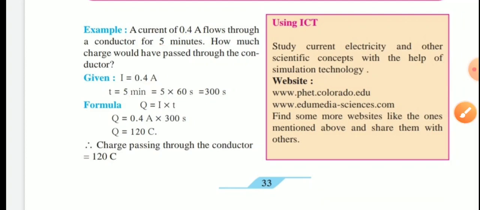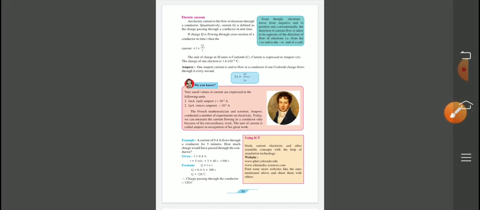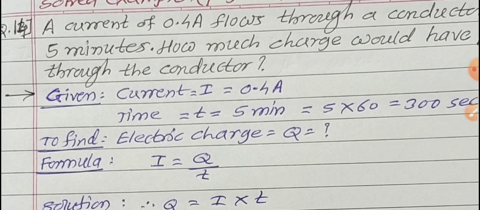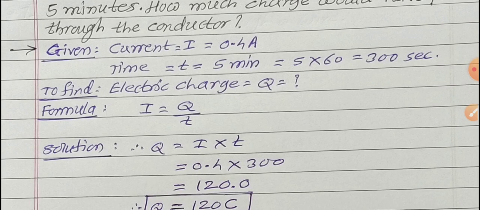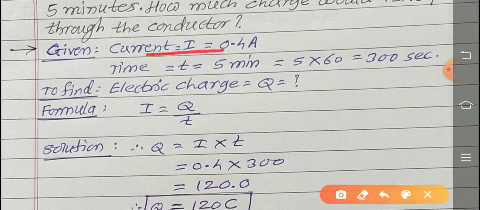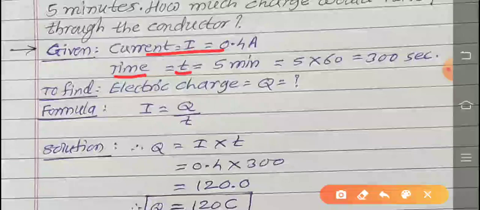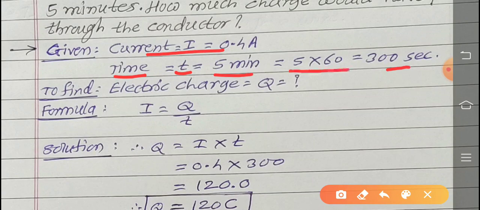I will show the answer on one paper. Check here. Write down the given. Current I is equal to 0.4 ampere. Time, indicated by letter T, is equal to 5 minutes. Convert into seconds: 1 minute means 60 seconds, so 5 multiplied by 60 is equal to 300 seconds. What do we find out? Electric charge, that is capital Q equal to question mark. Now the formula. We know the formula: current I is equal to charge Q upon time T.